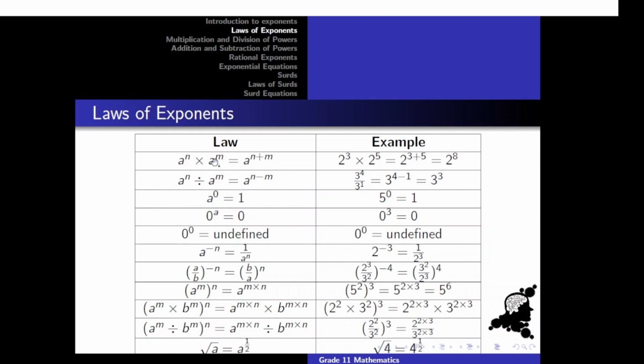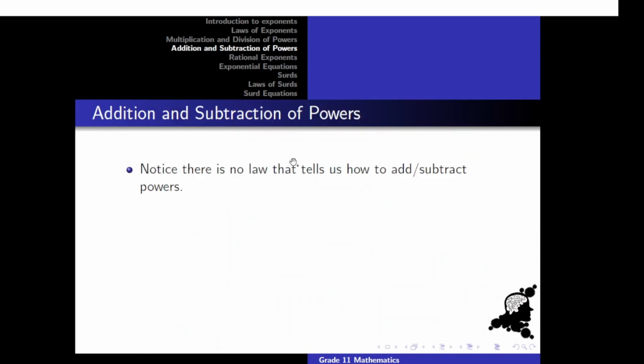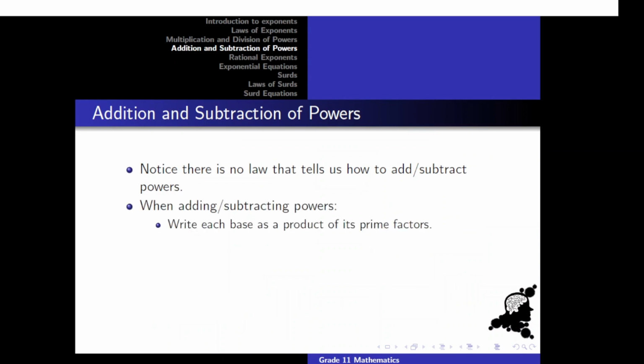We know that when we multiply powers, we have to add the exponents. When we divide powers, we have to subtract the exponents. What happens if we add powers? What happens if we subtract powers? And that's what we're looking at right now. So whenever you are adding or subtracting powers, you need to write each base as a product of its prime factors. This is quite important.